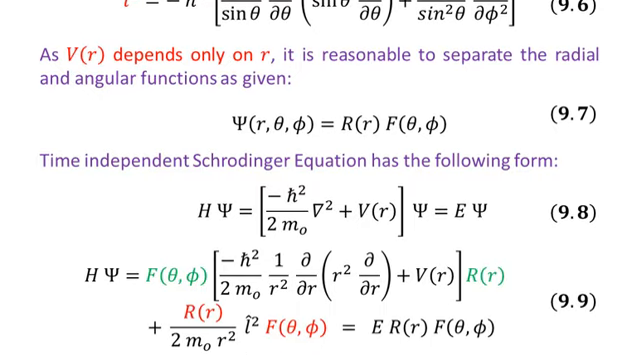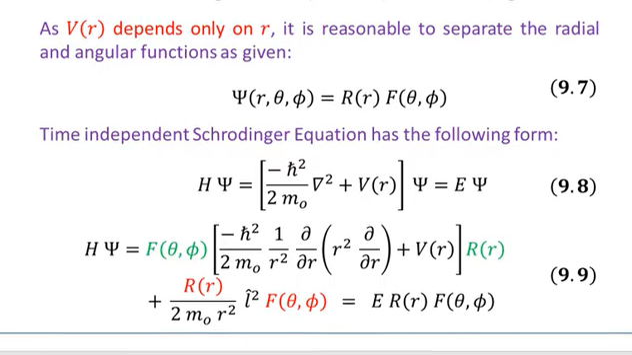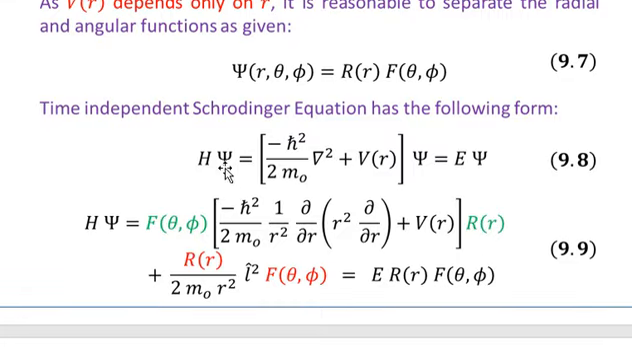The time-independent Schrödinger equation has the following form: H psi on the left-hand side, and on the right-hand side I have E psi. H is the Hamiltonian operator, operating on the wave function psi, and on the right-hand side we have E times the wave function, where capital E is the eigenvalue of this problem. And you see that in between these two, I have replaced H by its operator form, which is the kinetic energy plus the potential energy.